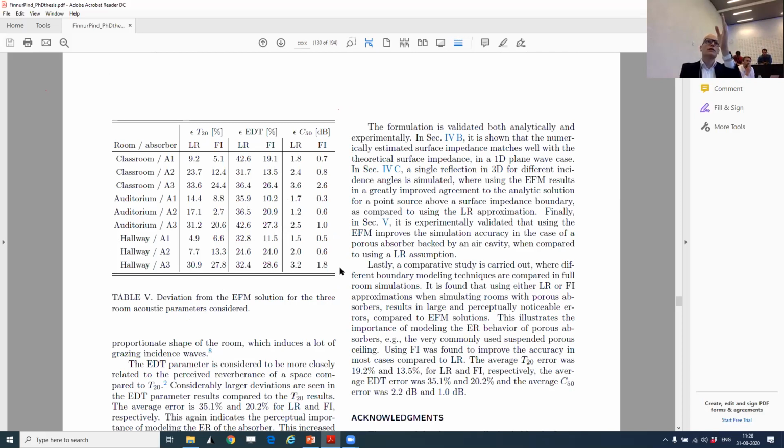Because you have T20, EDT, so these typical parameters that are influenced by scattering. Absolutely. So I mean, we would get very different results, but whether the error magnitudes would be smaller, I'm not sure. And then a question which maybe suits more the section on virtual acoustics.